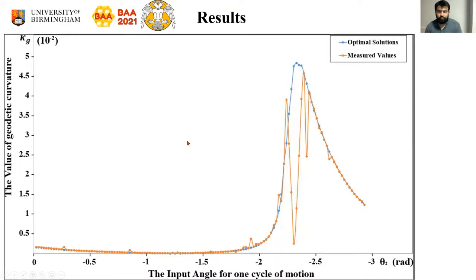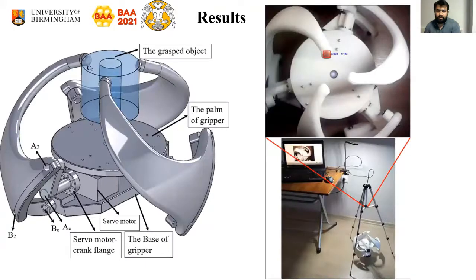This is the figure of the measurement results compared to the optimal solutions. The blue colored graph is from the optimal solutions obtained by using algorithms, and the orange colored graph is the measured values from the experimental stage here.